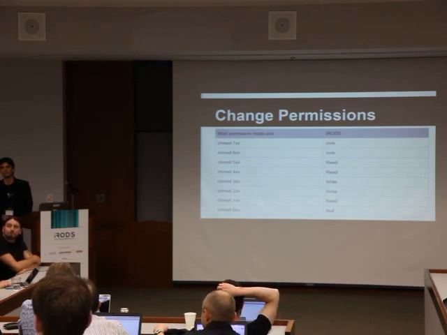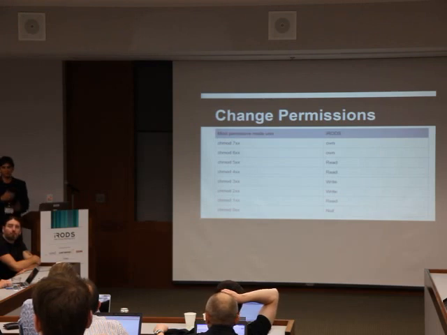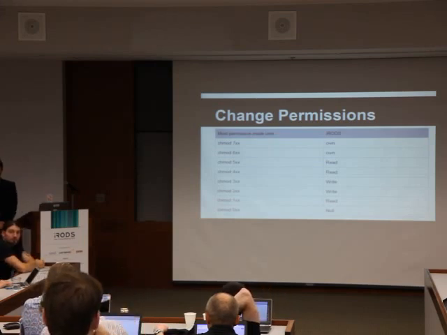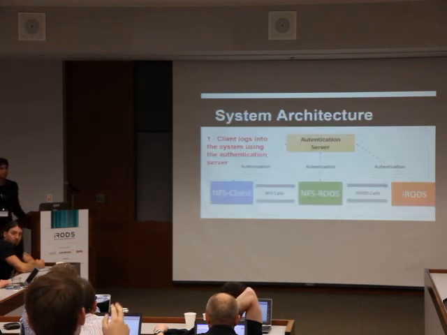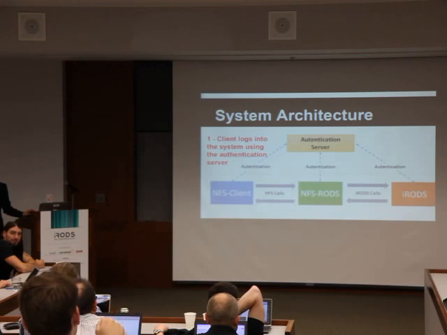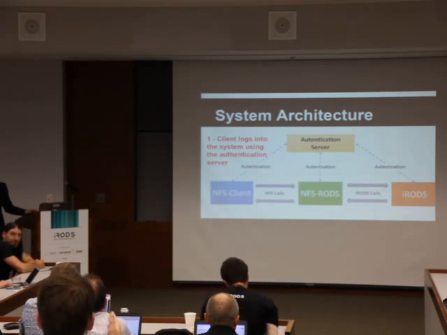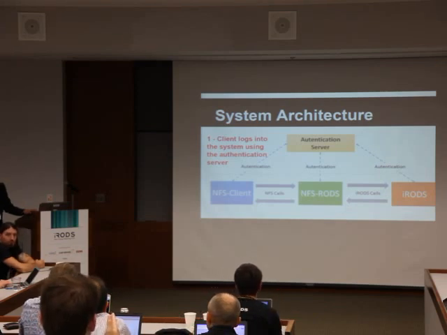Sorry, I thought in the zone we configured the zone in this. You showed a diagram with an authentication server, and if I saw it correctly, it had communication lines between the NFS client, the NFS-RODS software you wrote, and iRODS. Can you explain a little bit more about how the authentication works using this authentication server?